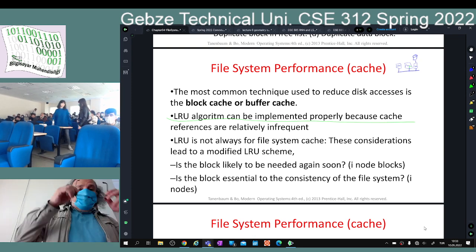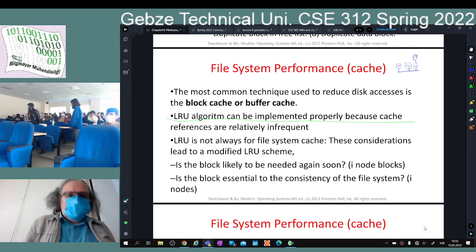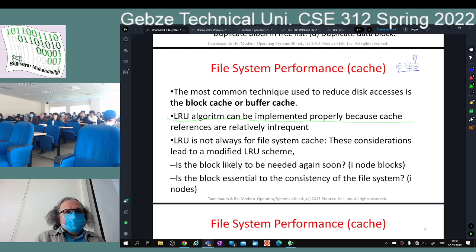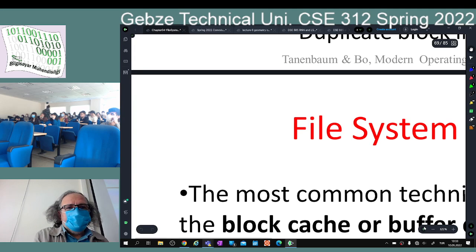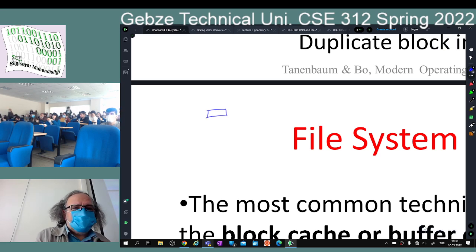Okay, last time we were discussing file system performance. We said that we know that the disks are very slow. Remember we had a picture a long time ago about the memory. We said that registers are very fast, but they are very expensive, and the area of registers is very small.